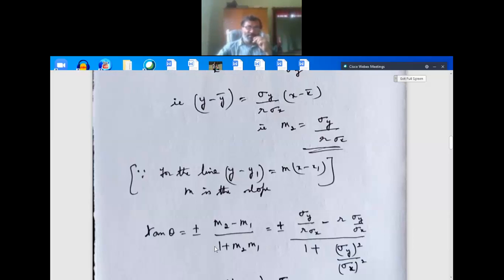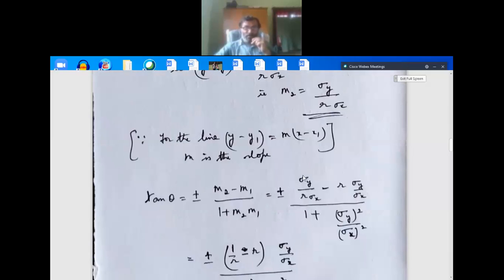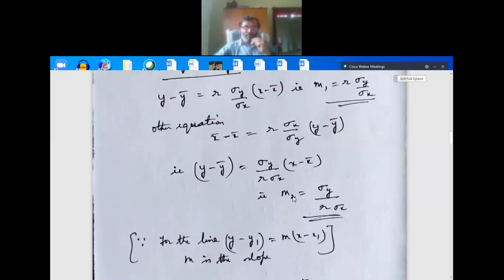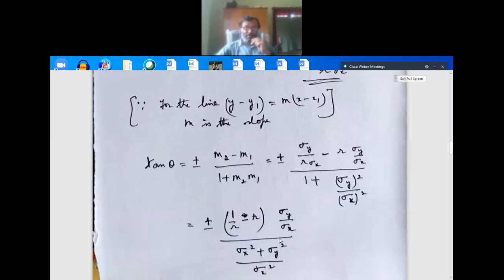That's okay. But here we can take either m2 minus m1 or m1 minus m2, both are the same. So I took here tan theta is equal to plus or minus m2 minus m1 divided by 1 plus m1 m2, or m2 m1. I substitute the values. m2 is sigma y by r sigma x, and m1 is r sigma y by sigma x. So m2 minus m1 divided by 1 plus m1 m2. If you multiply m1 m2, r gets cancelled, sigma y squared by sigma x squared.